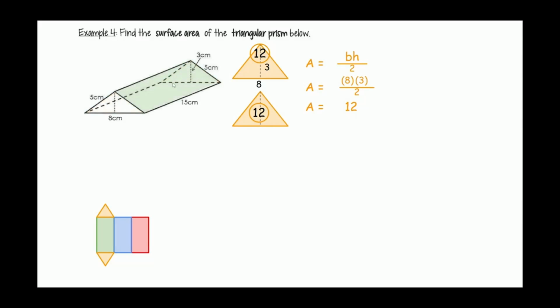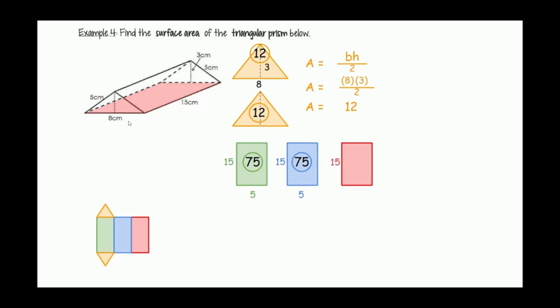Let's find the area of this side right here. It's going to be 15 tall and 5 wide. So 5 by 15, which is 75. Let's find the next side. It looks like it's 5 wide and let's see, oh, 15 centimeters tall. So 5 by 15. And lastly, the very bottom looks like it's going to be 8 centimeters wide and 15 tall. So 15 by 8.